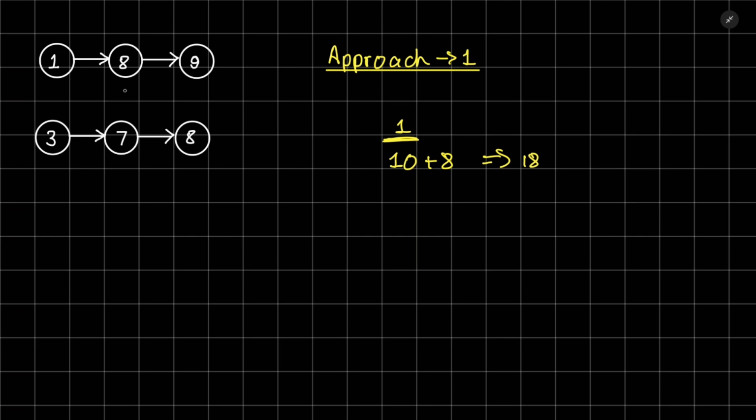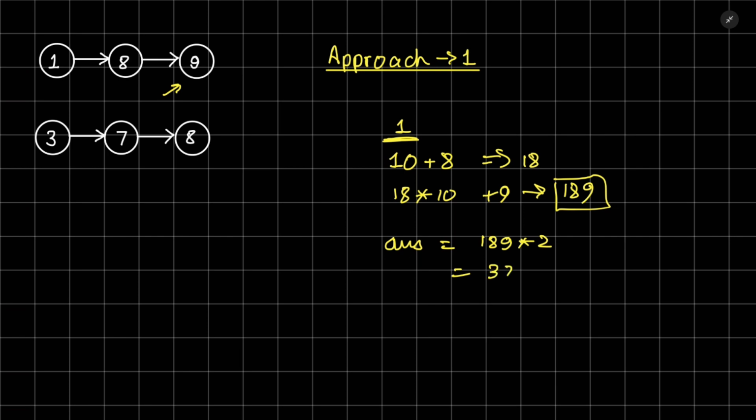Now our pointer moves to the next node, this 9. So we will again multiply this by 10, and add 9 to this, which will give us 189. So that's the representation, we have converted it into an integer. And now what we have to do is multiply it by 2. So answer is equal to 189 multiplied by 2. When we do that, we will get our answer as 378.